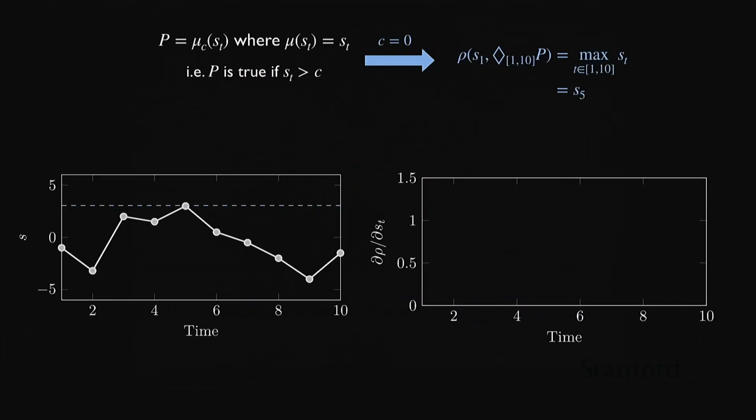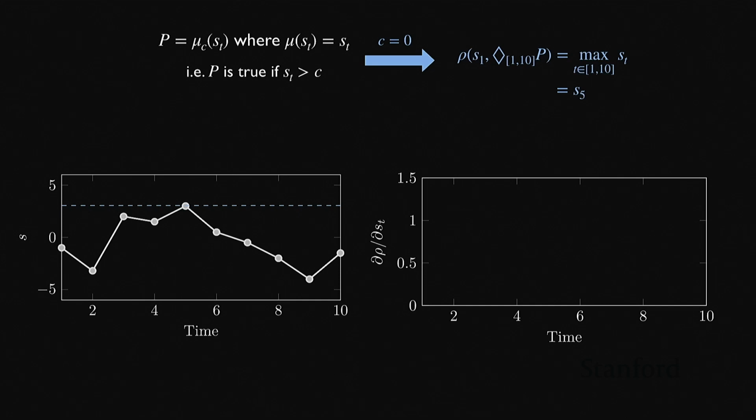Yeah. I was just wondering why it was between 0 and 1. Oh, taking the gradient? I'm just trying to understand why it's supposed to represent some kind of probability. Okay, so for this particular formula, we said that mu of ST was equal to ST, so we want ST greater than C. And we said C is 0, so our robustness is going to be ST minus 0. So our robustness is just going to be the maximum over all of our states.